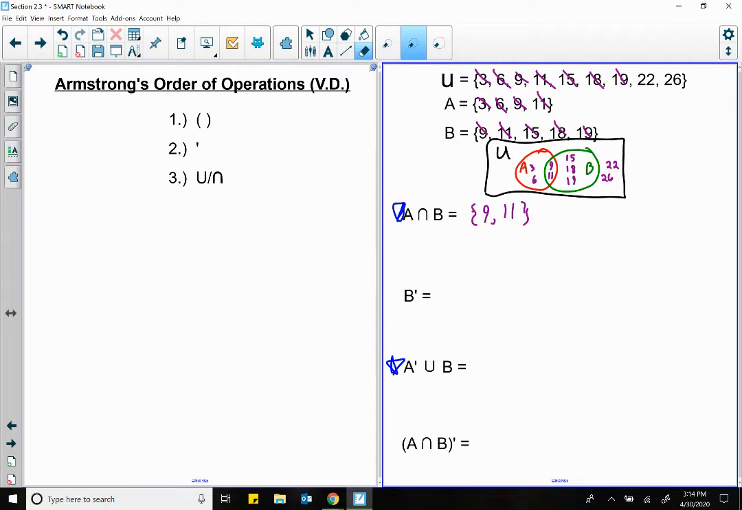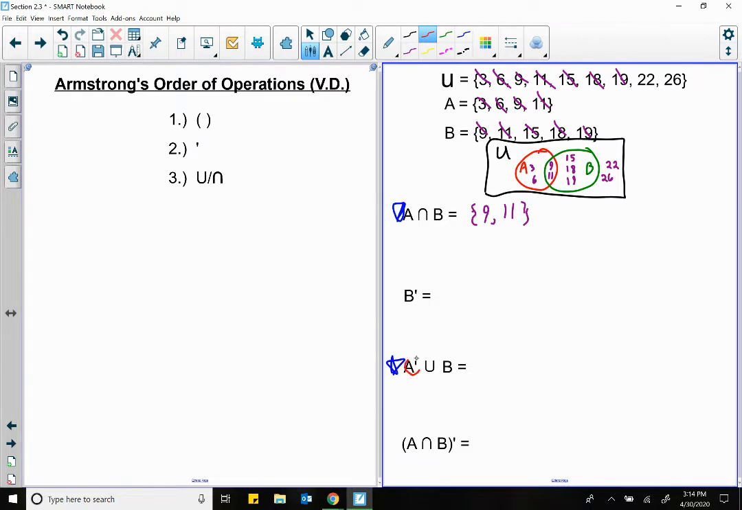Let's use my order of operations. The first thing says parentheses. Well, there are no parentheses here. The second one says take care of any complements. Do I have a complement? Absolutely. Right here, I have a complement. So I need to figure that set out first.